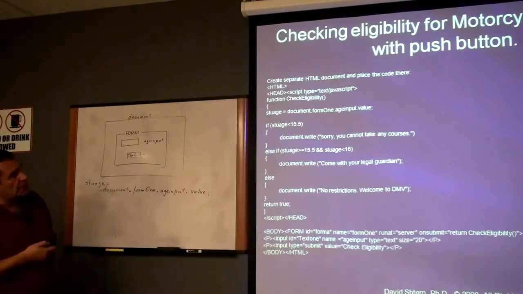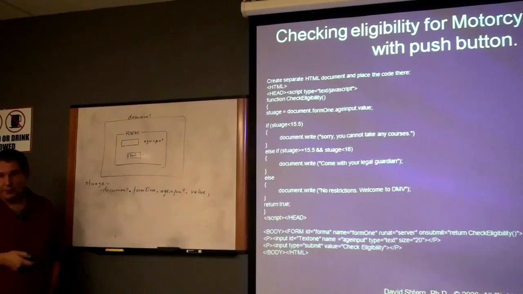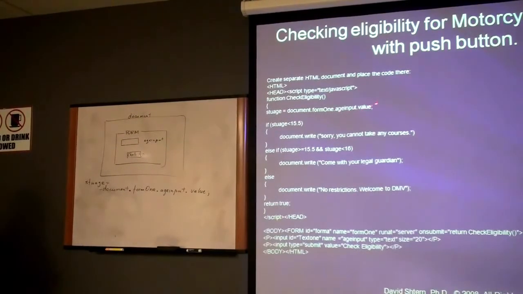So I use names. That's why we have document, which is the top root element. Form1 is the name for the form. This form is named form1. Age input is the name for the text field. This one, age input. Okay. If you're not happy with these names, go ahead and change them, but you have to change them in here as well. Okay, whatever you change.